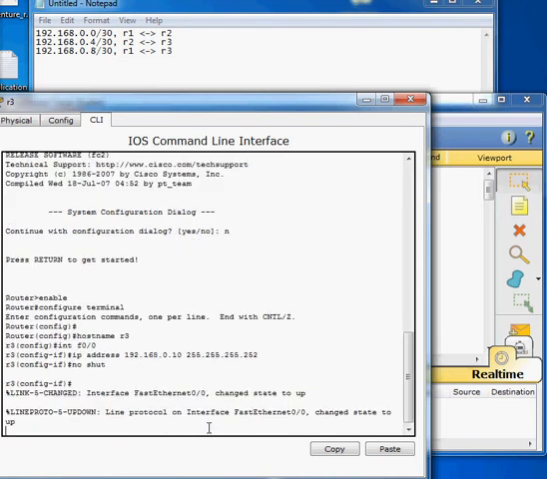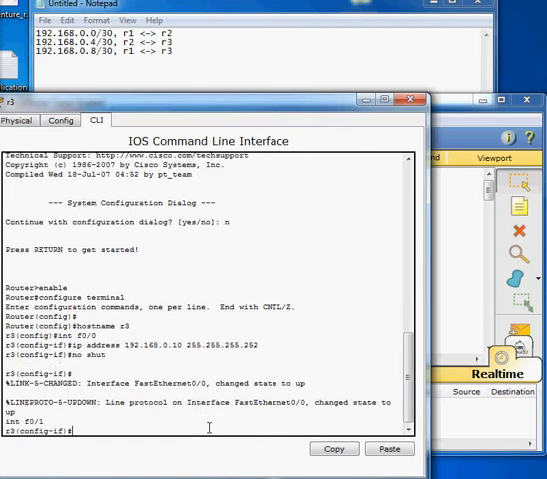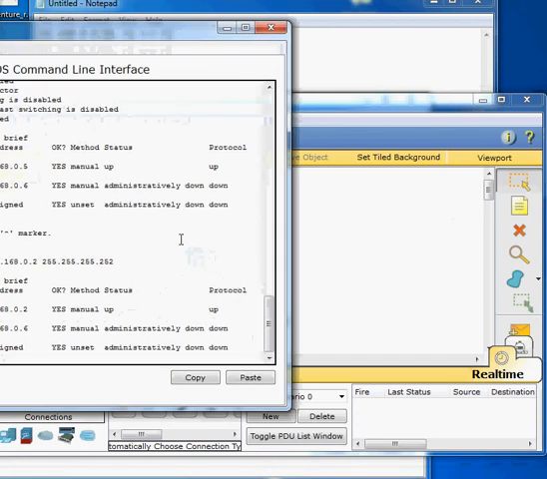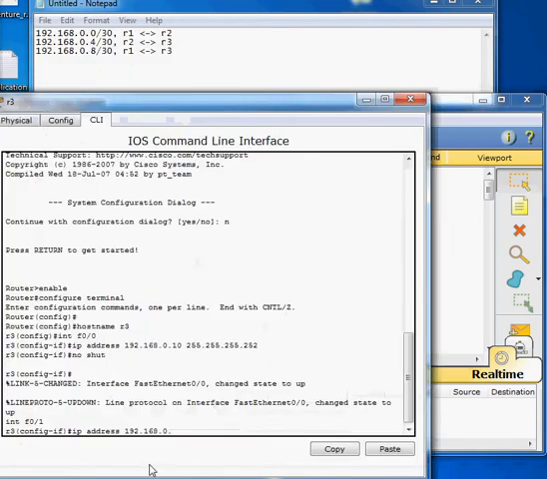Do a no shut. And F01 will be IP address 192.168.0. So this is the one that goes to router 2. So the first address for that network is 5, which is for router 2. 6 is going to be for, or wait, I could be wrong about that. I think 6 is actually for router 2. So, okay, we'll actually use 5.